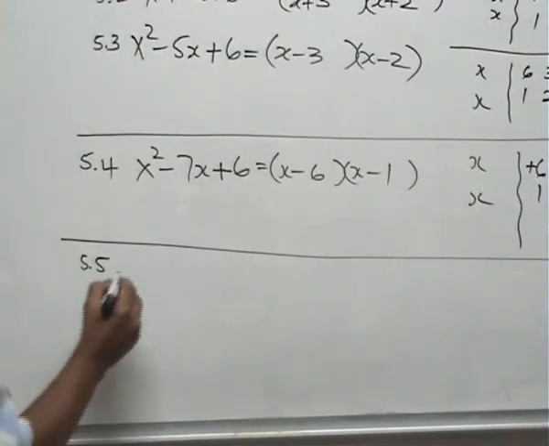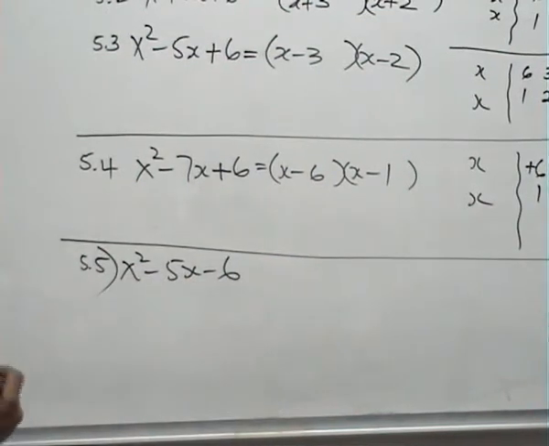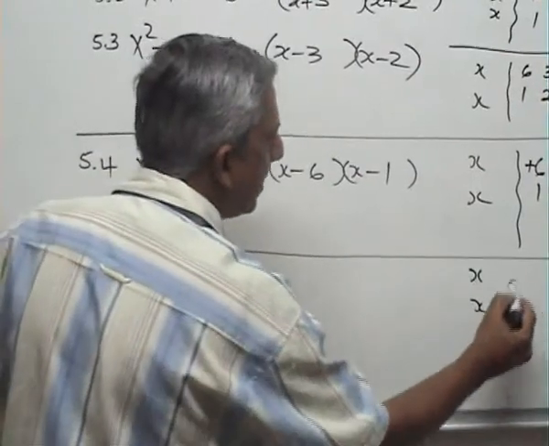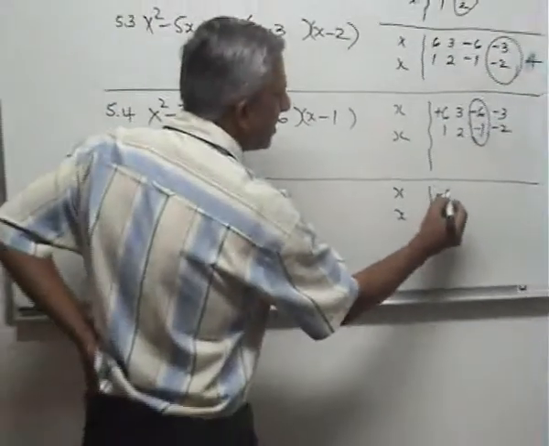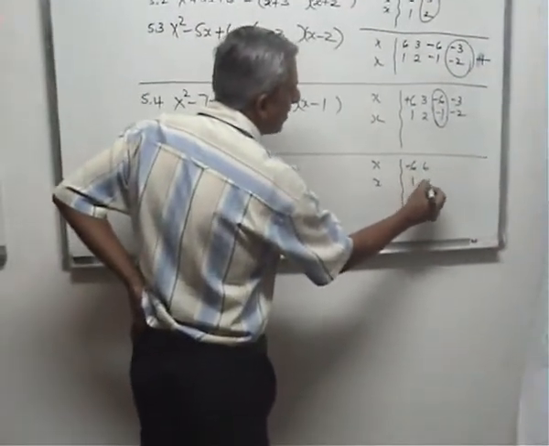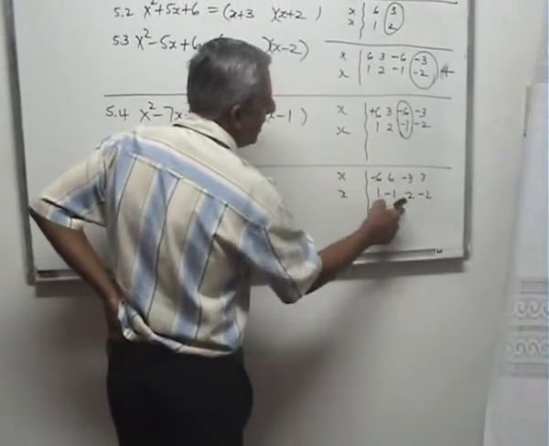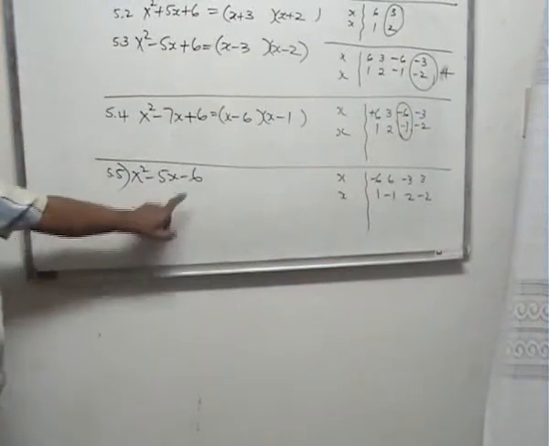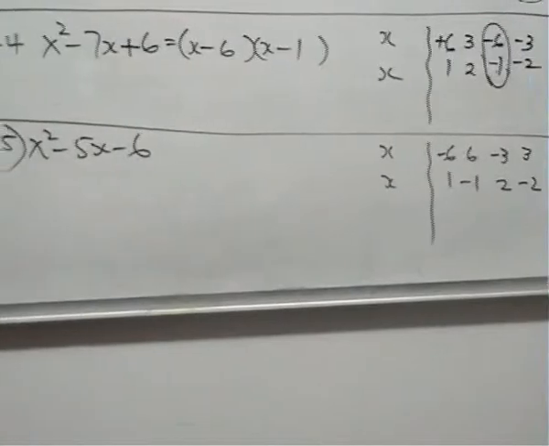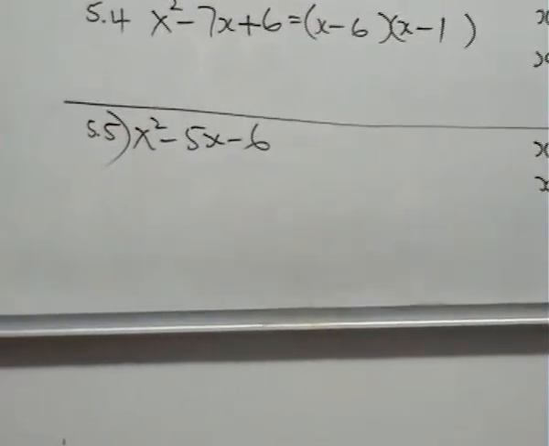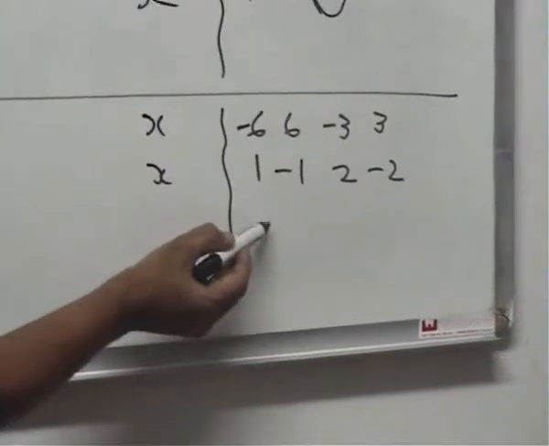5.5. x squared minus 5x minus 6. Right, so there's your x and there's your x. Now you got minus 6 here. So if you got minus 6, it means it's minus 6 and 1, or 6 and minus 1, minus 3 and 2, or 3 and minus 2. Any one of these multiplied gives me minus 6. Now, I'm looking for minus 5. Which two numbers added there, which two added will give me minus 5?